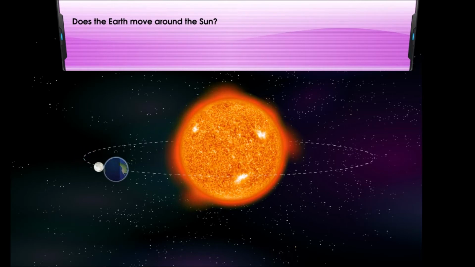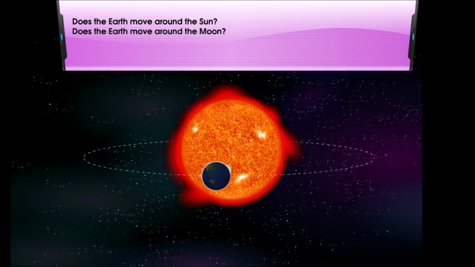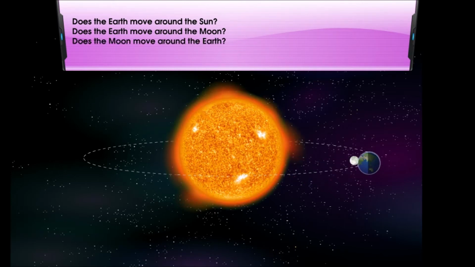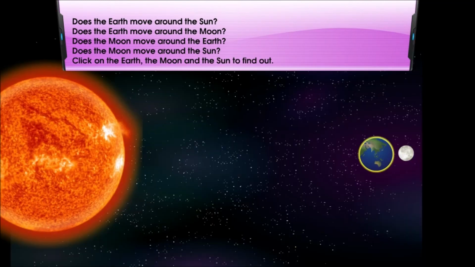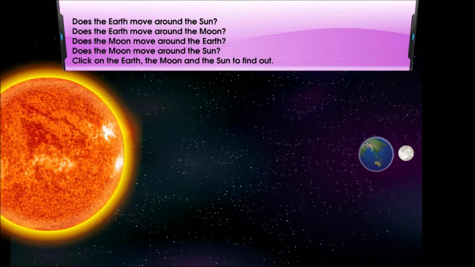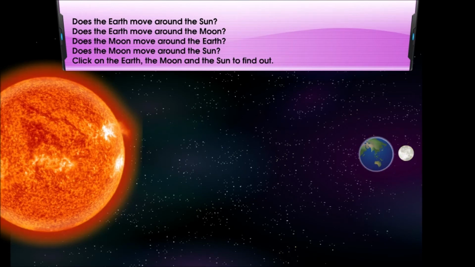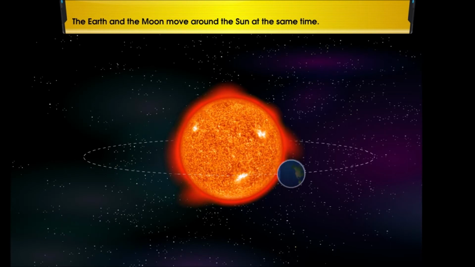Does the earth move around the sun? Does the earth move around the moon? Does the moon move around the earth? Does the moon move around the sun? Click on the earth, the moon, and the sun to find out. Around the sun at the same time.